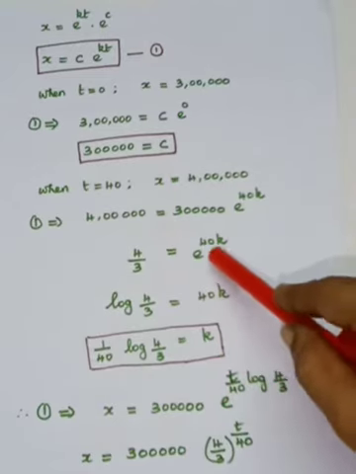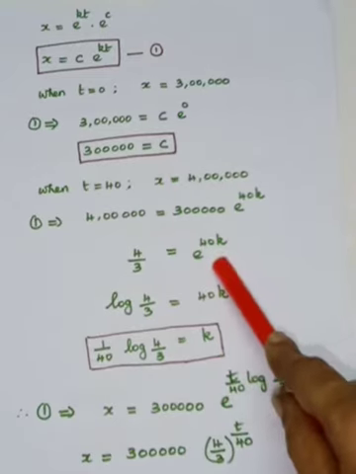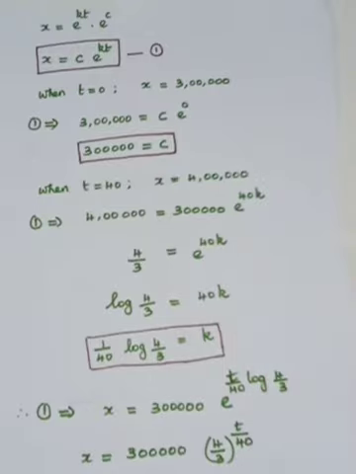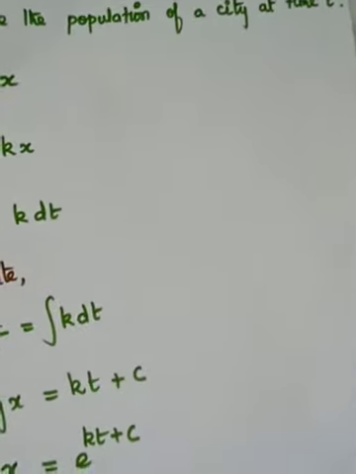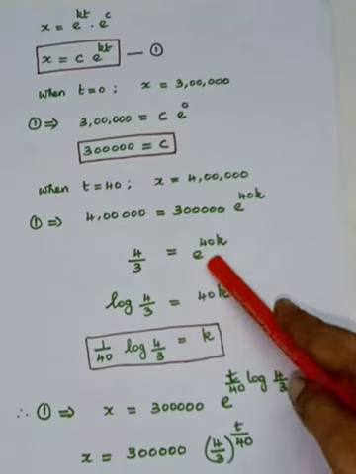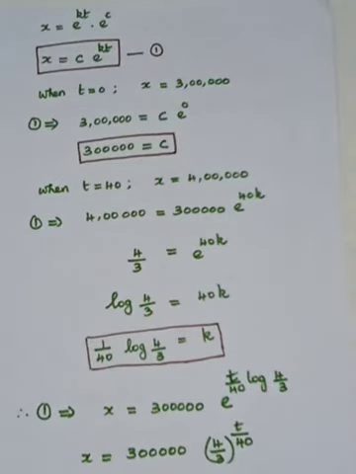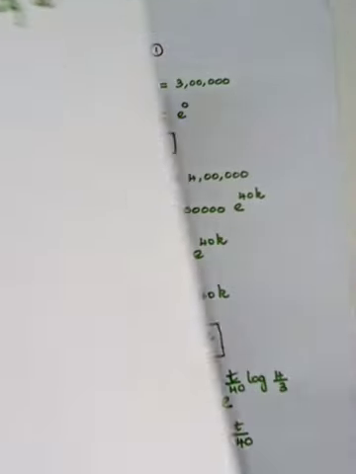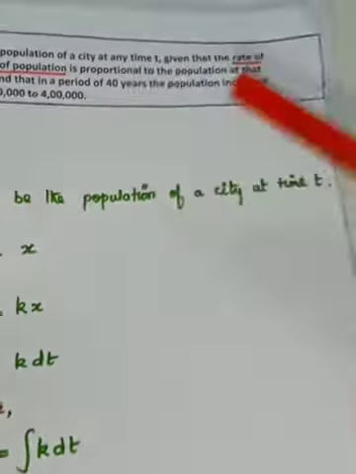We can have e power 40k, and the next result, when t is equal to 80, we can write e power 40k into e power 40k like that. But here we have to find the population of a city at any time t.